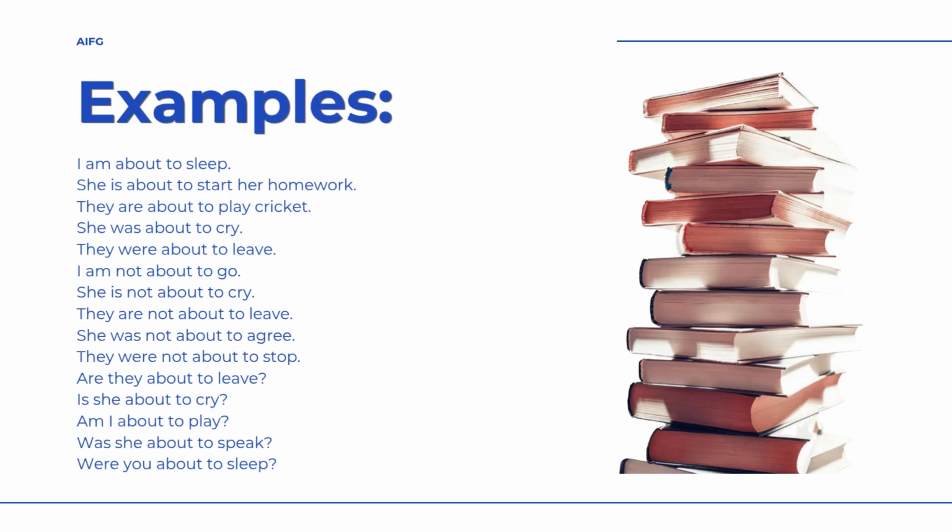Examples. I am about to sleep. She is about to start her homework. They are about to play cricket. She was about to cry. They were about to leave.